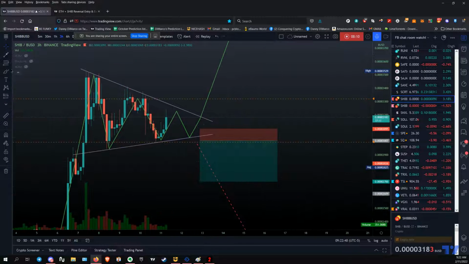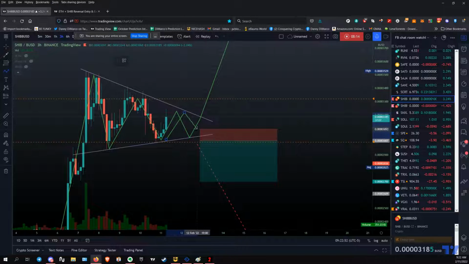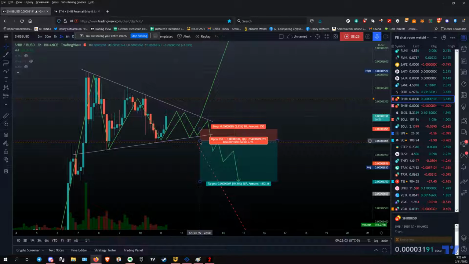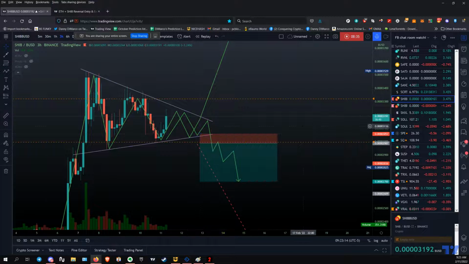So let's just do an example. If price decides that it wants to break, you want to set up an order. Now, your order would be outside of the pattern. If it falls back into the pattern, cancel the trade. That's where your stop loss would go.